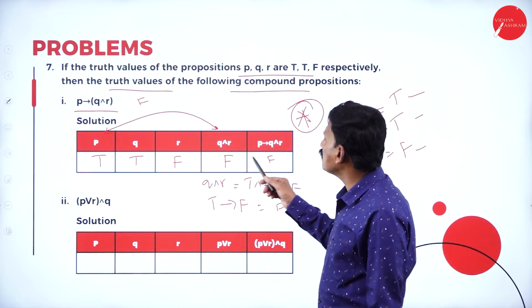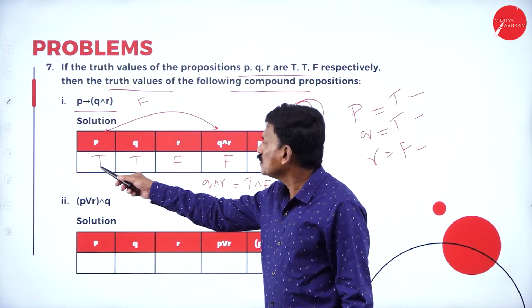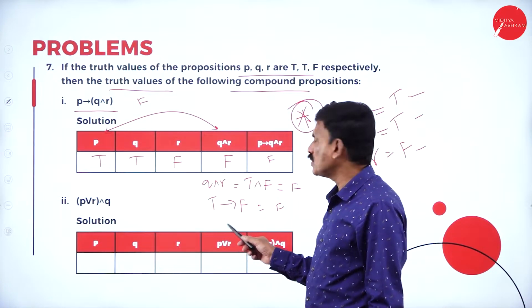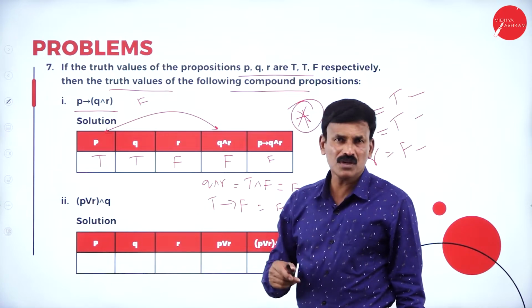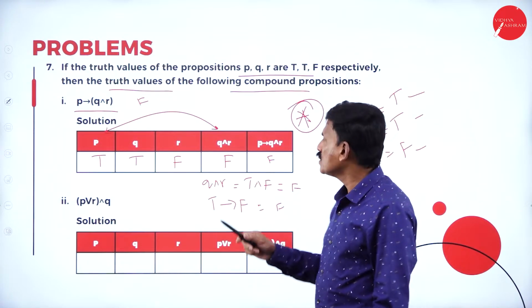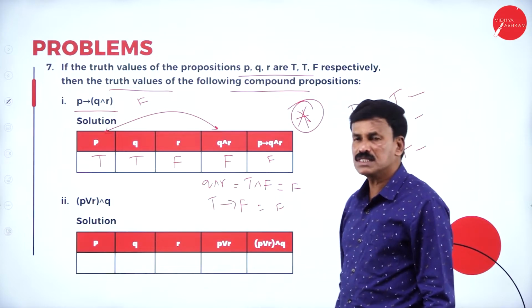Again, the conditional statement between P and Q conjunction R is true and false. The conditional between true and false is false. In all other cases, it is true. So, therefore, this compound proposition is false.